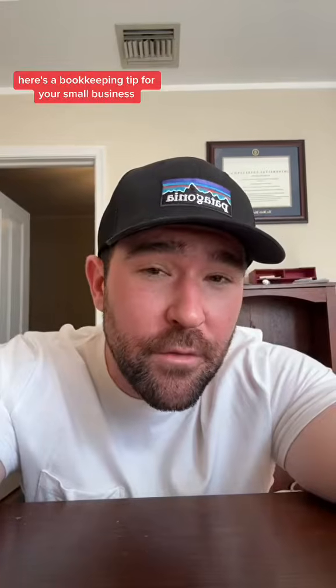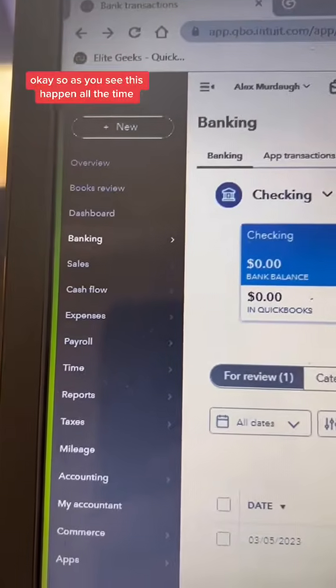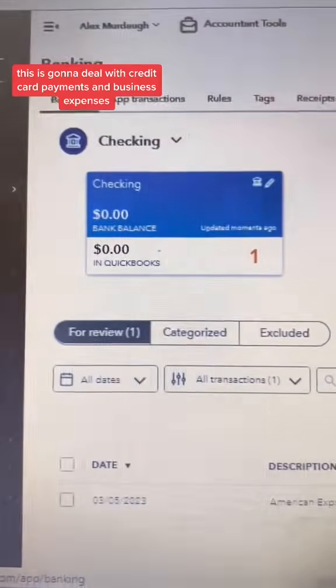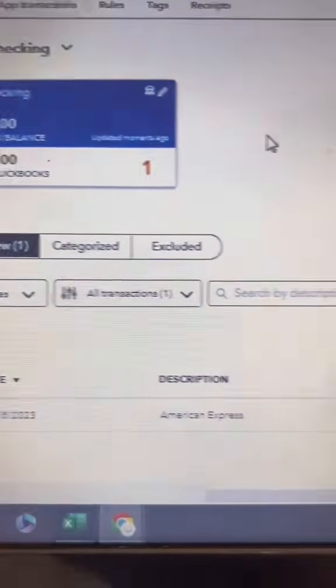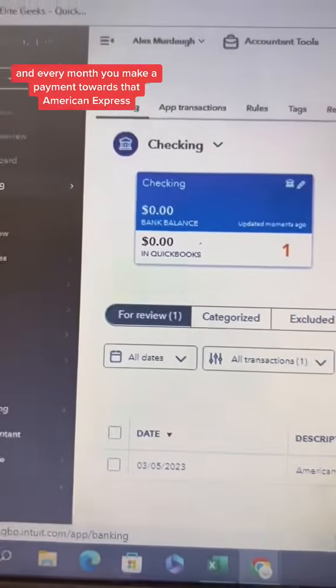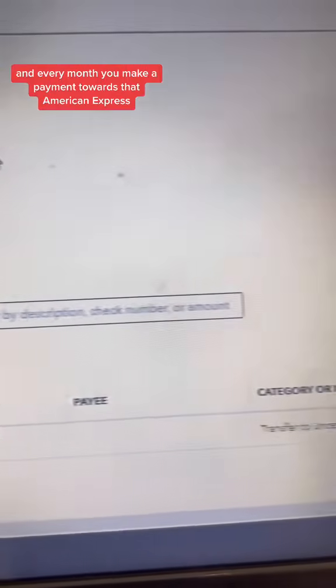Here's a bookkeeping tip for your small business. Okay, so I actually see this happen all the time. This is going to deal with credit card payments and business expenses. Let's say you have a business American Express, and every month you make a payment towards that American Express. You're going to see in your checking account here a $2,500 payment to Amex.